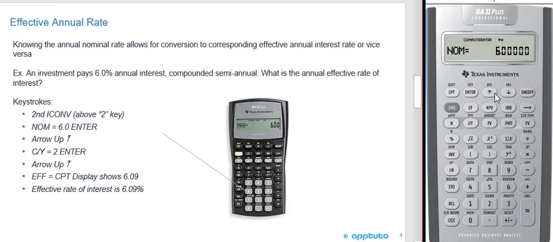Type in the nominal rate, arrow up. Don't worry if you arrow down; you can arrow down or arrow up, it doesn't really matter, suit yourself. But we always start by putting in the nominal rate, then the compounding periods per year, and then finally when we get to the effective key, we hit compute.